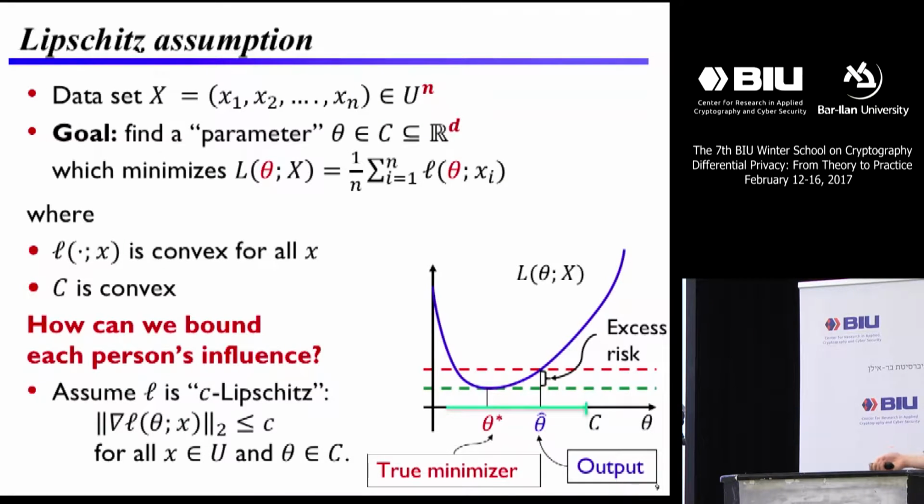So in order to make things clean, we're going to limit how much any one person's data influences the optimization problem. The way we'll do that is by assuming that each of these little loss functions is what's called Lipschitz. A very concrete way to think about that is to assume that the gradient of the function, that is the vector of partial derivatives, is not too big. It has bounded Euclidean norm, let's call it bounded by a constant C, for all possible data points and all vectors in the convex set C. This is basically some measure of smoothness. It just says this little loss function doesn't change too quickly as you move theta back and forth.